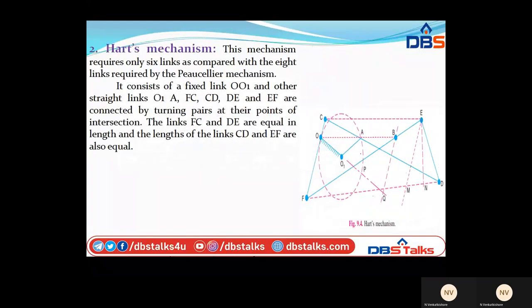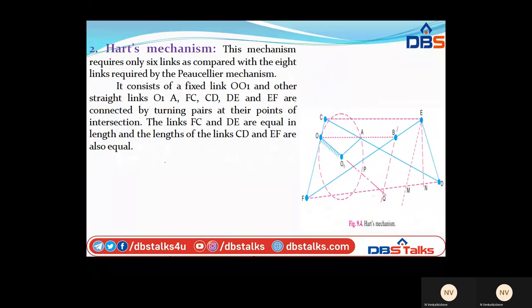But coming to the Hart's mechanism, it is having only 6 links. So this is the main advantage. This mechanism requires only 6 links when compared with the Kinematics mechanism, which requires 8 links to frame the mechanism. So what are the 6 links we need to know?